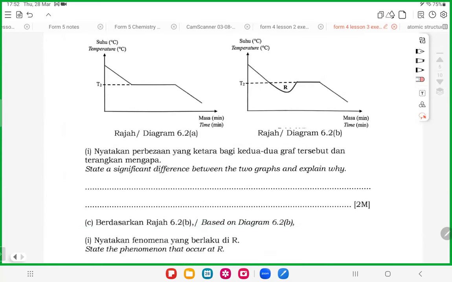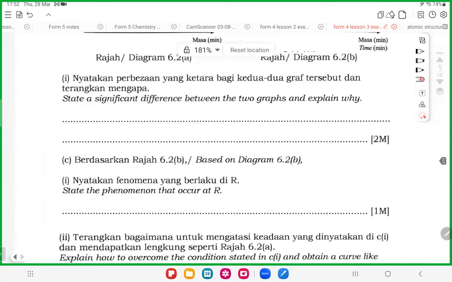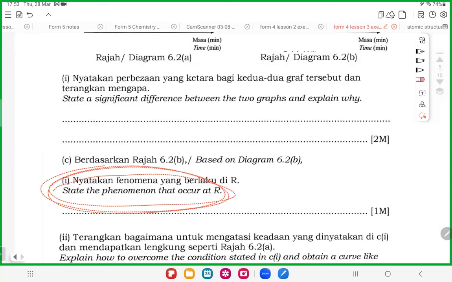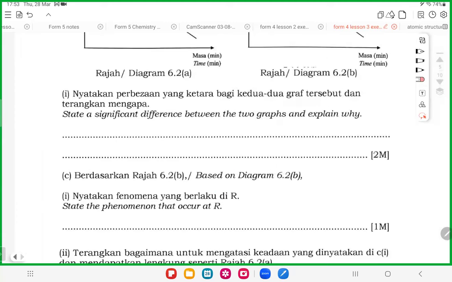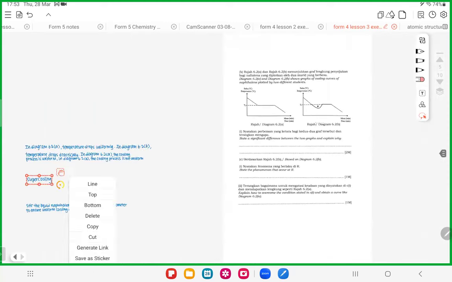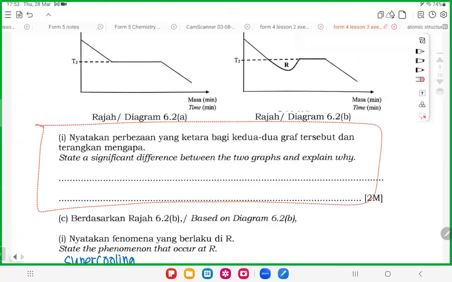The question is asking, tell me one significant difference between the two graphs and explain why. So you need to tell me the difference. Tell me what is different about this graph. You cannot say supercooling, because they didn't ask you what is happening. They asked that here: what is the phenomenon that occurs at R? Only then can you write supercooling. When they ask you what is happening, only then can you write supercooling. Here, did they ask you what is happening? No. So you cannot write supercooling.